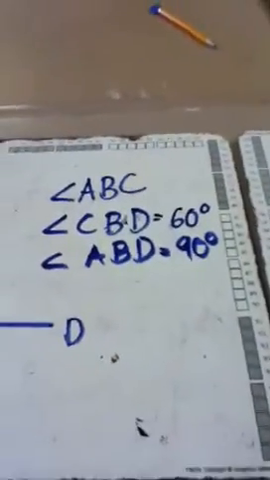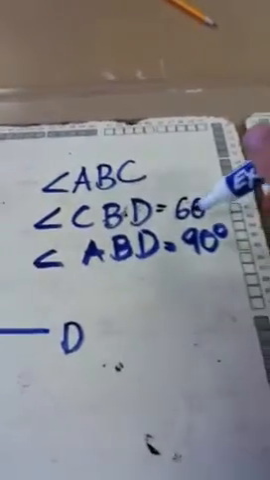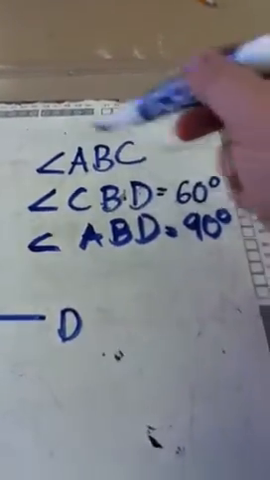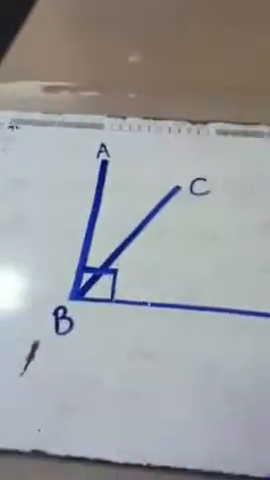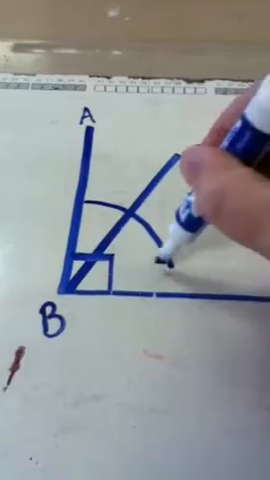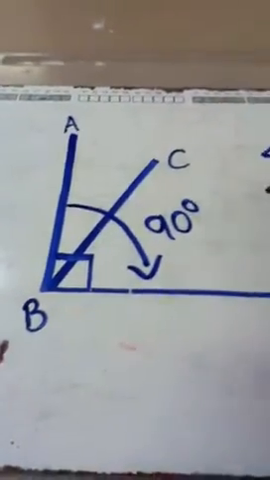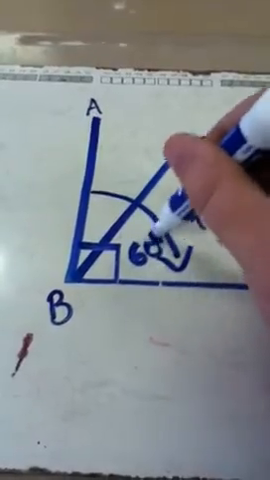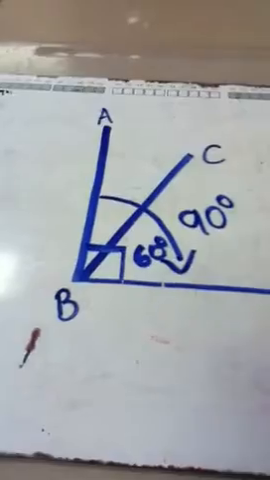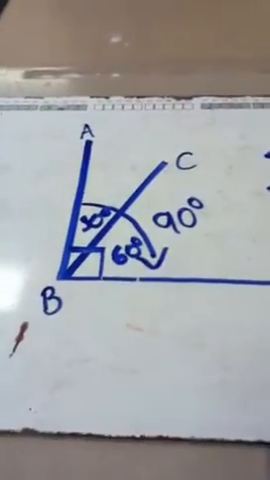Now, there's two ways I can go with this at this point. One, I could just go ahead and put in a 30 for angle ABC, because the entire angle here is a right angle and it all adds up to 90. This angle in here is 60. So if the entire angle is 90, this angle is 60, then this angle has to be 30 to make it work.